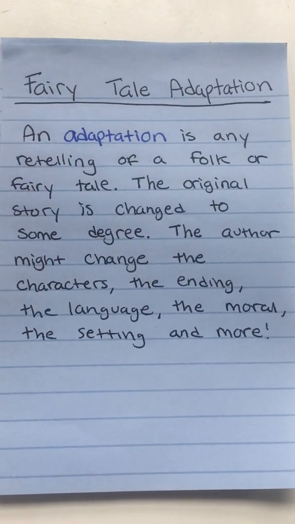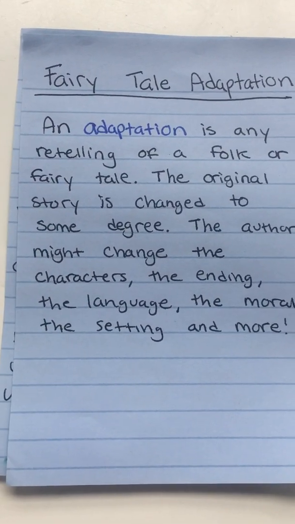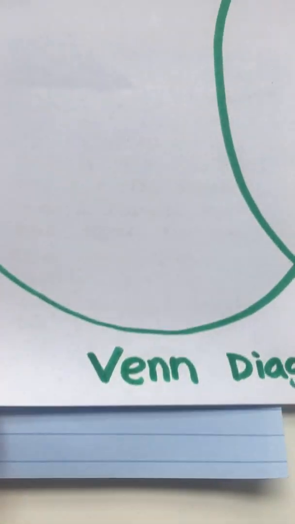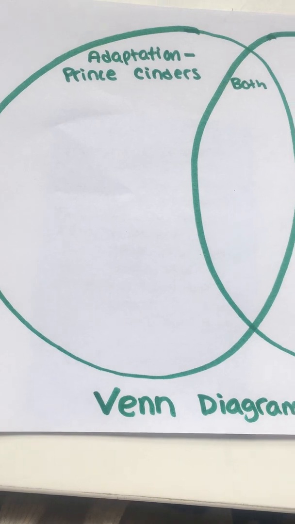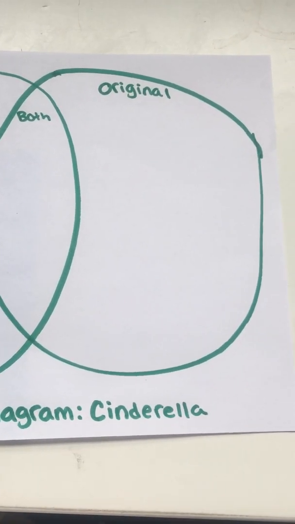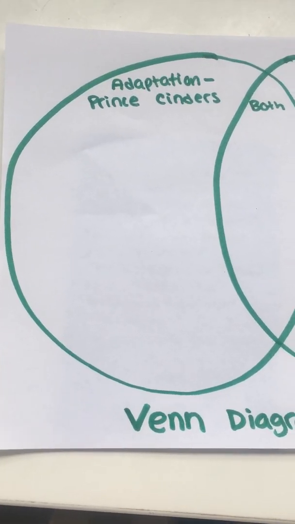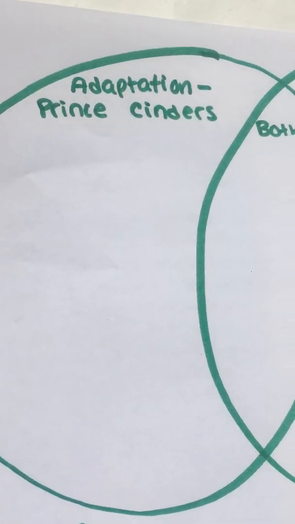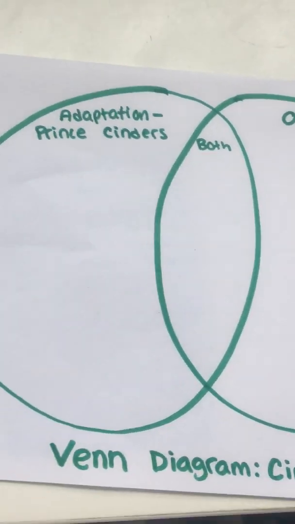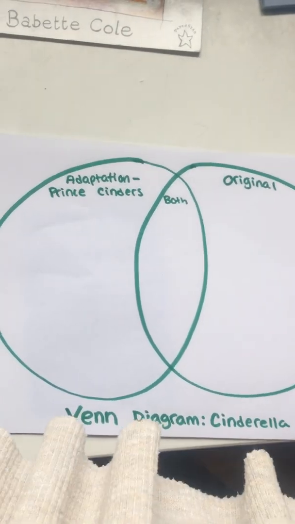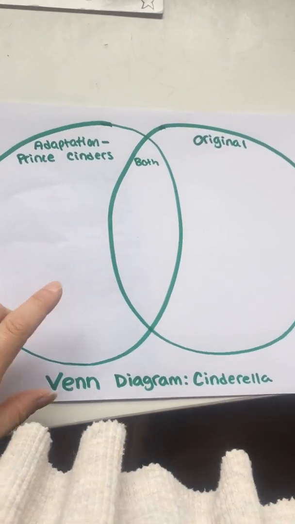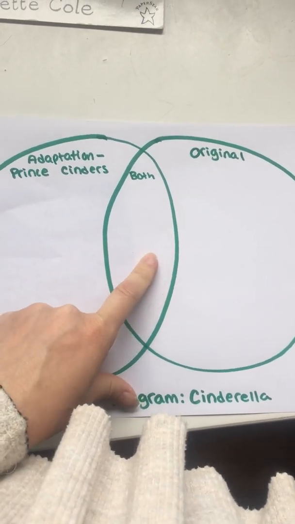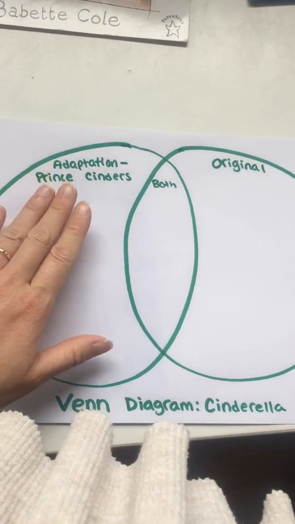Today I'm going to be reading a fairy tale adaptation of Cinderella. And as I read, I'm going to be making a Venn diagram. So here's my Venn diagram to show the similarities and differences between the adaptation and the original. So on a Venn diagram, you want to make sure that you have space to write what is the same about both the adaptation and the original version, and to show the differences.